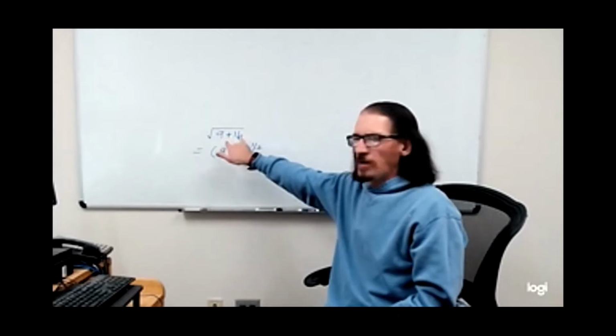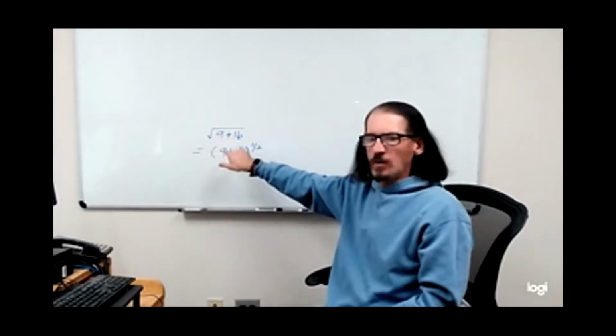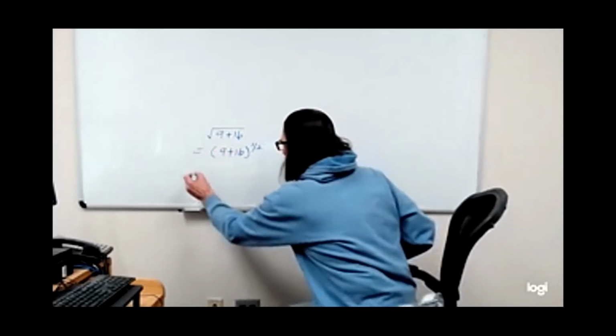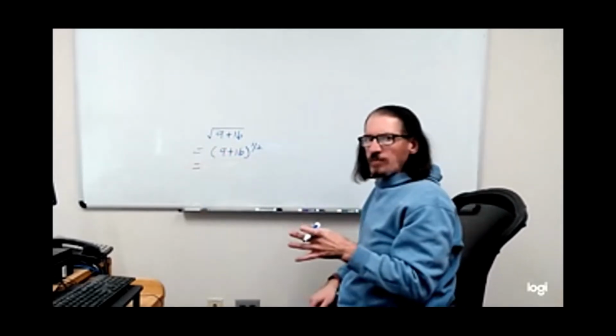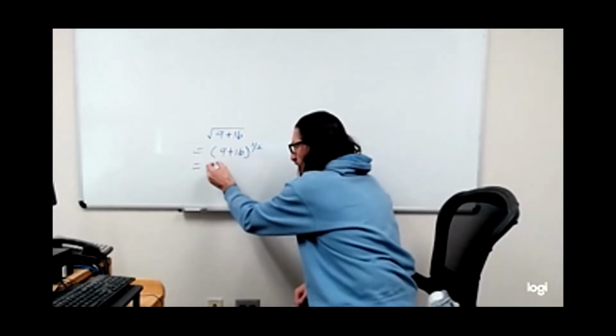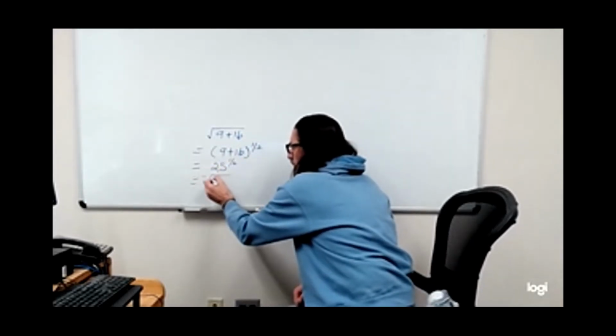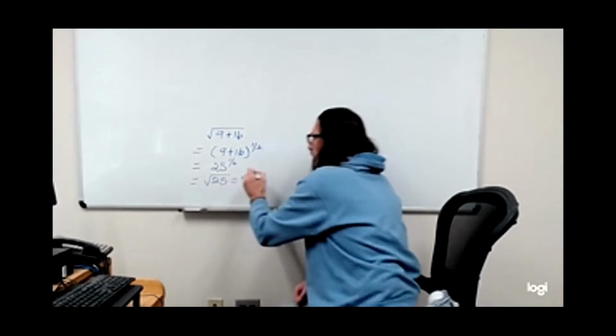Remember that a square root has an index of 2. So this square root would be the same as taking what's underneath the square root raised to the 1/2 power. That tells us by the order of operations to do the work in the parentheses first. 25 to the 1/2, i.e. square root of 25, is 5.